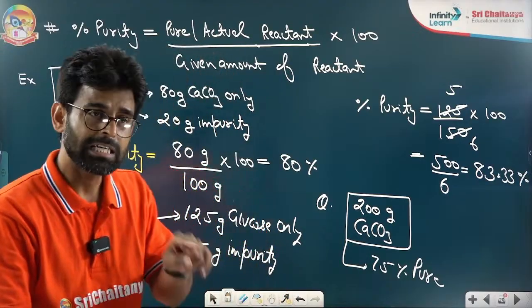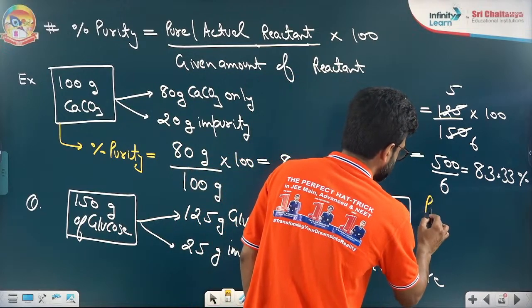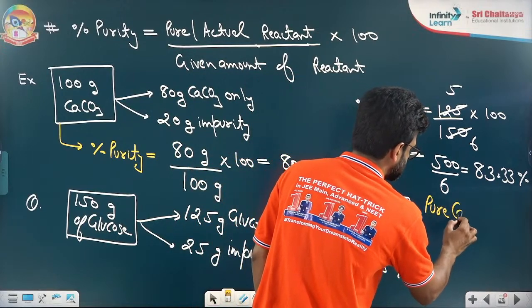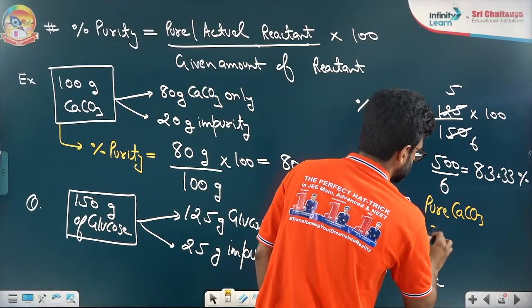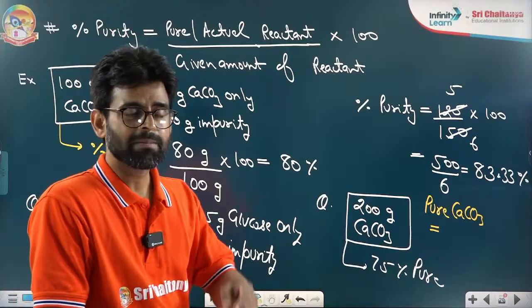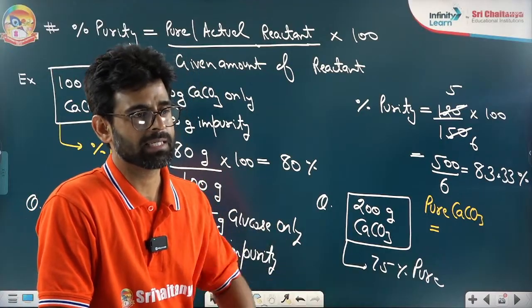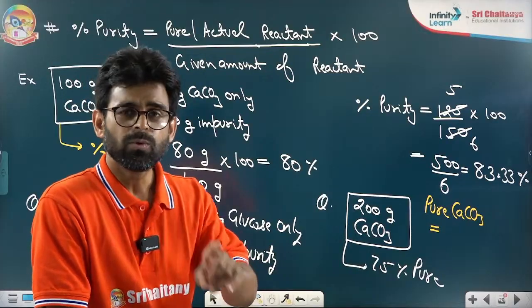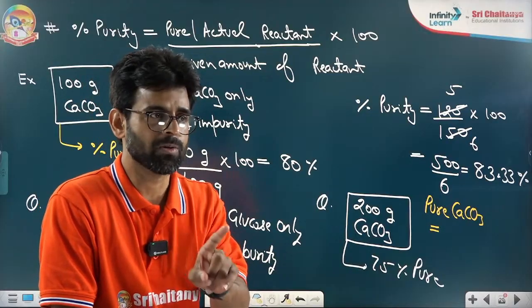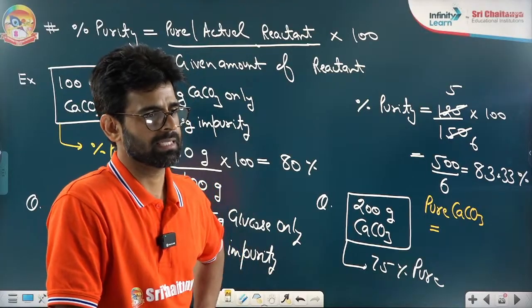Can you find the actual or pure CaCO3? How much? Find me the pure CaCO3 or actual CaCO3. Tell me. This time they gave purity and they are asking how much is pure out of this. The 200 given is not pure, it is just the written amount. Actually how much is in this?